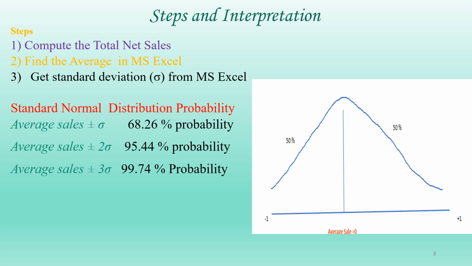At a glance, average sales plus minus sigma. The standard deviation is denoted by sigma. 68.26% of data falls under this range. And the second one, average sales plus minus 2 sigma: under this range, 95.44% of data falls. And average sales plus minus 3 sigma: under this range of probability, 99.74% of data can be identified, and more than 99.74% cannot be measured by the standard normal distribution probability function.